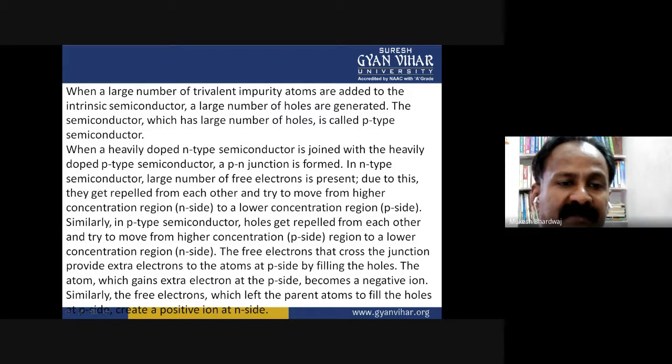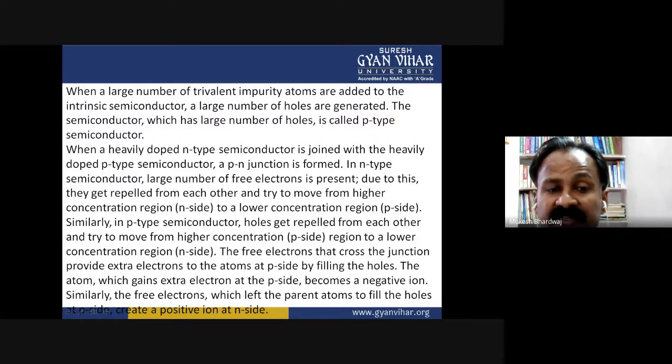In N-type semiconductor, a large number of free electrons is present. Due to this, they get repelled from each other and try to move from the higher concentration to the lower concentration region. Similarly, in P-type, the same process will take place. The free electron that crosses the junction provides extra electrons to the atoms at the p side by filling the holes.